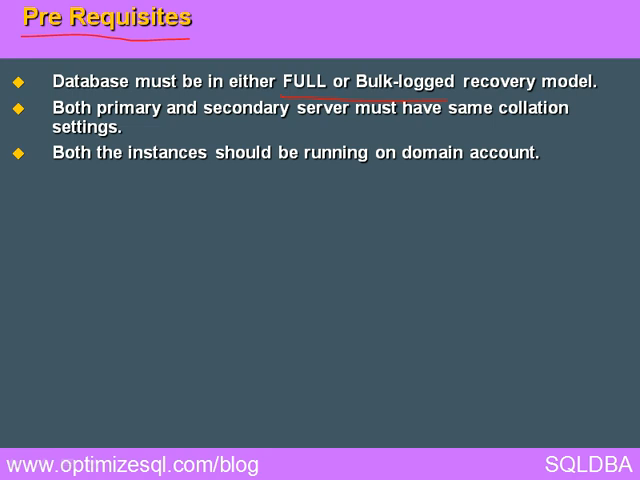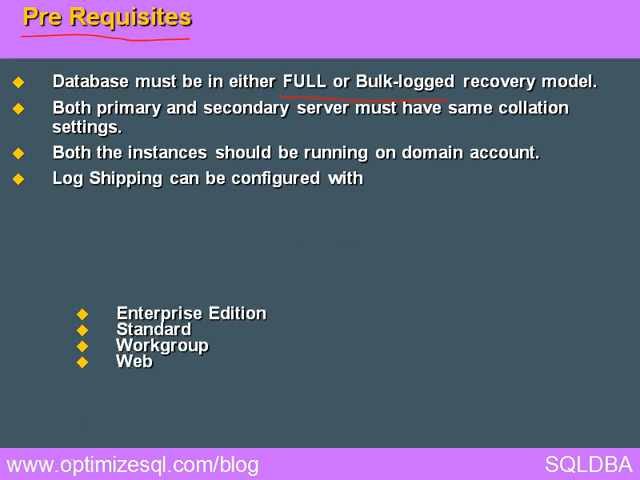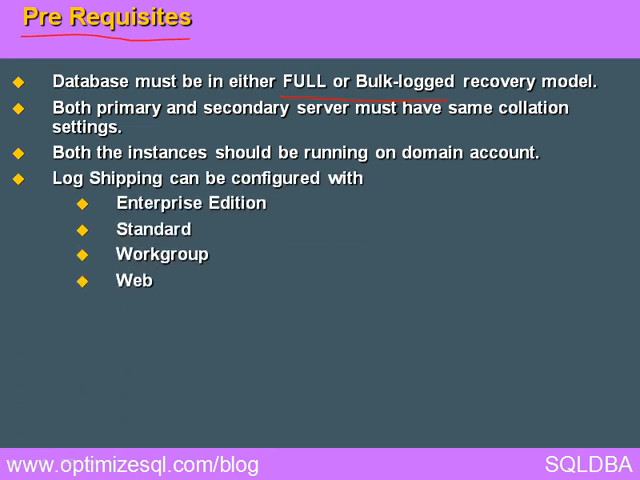Then both the instances should be running on a domain account. If you want to configure log shipping on 2 different boxes, then both should be running on a domain account. We'll see first 2 instances on the same machine, later we'll see log shipping configuration on 2 different machines. And log shipping can be configured with any of these editions: Enterprise, Standard, Workgroup, Web. All these editions support log shipping.